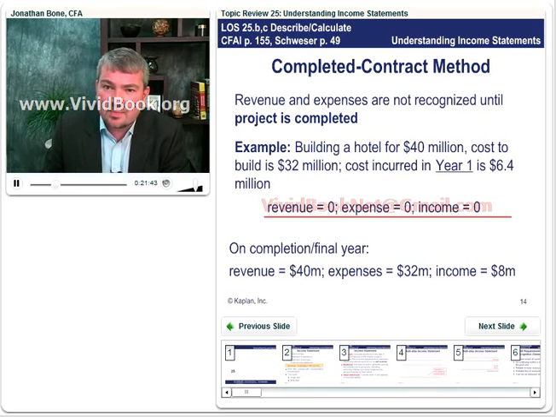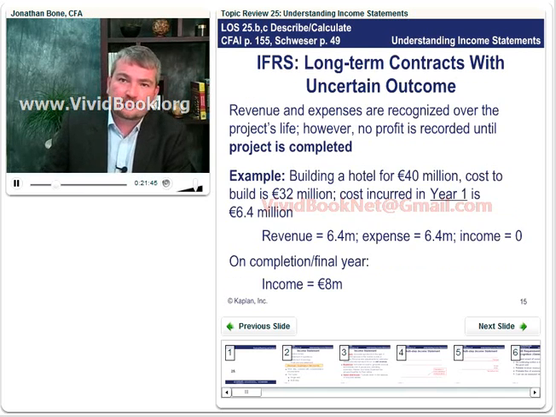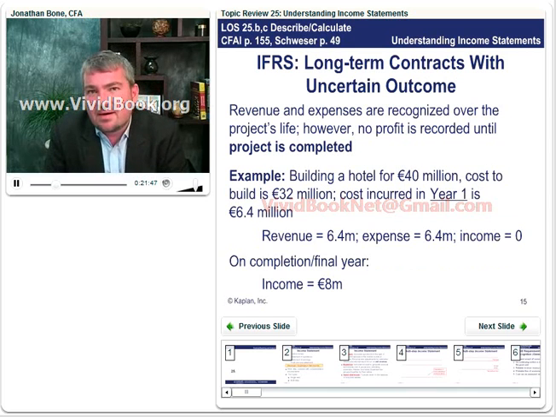Let's have a look at the approach under IFRS. So notice the IFRS treatment. Remember, we do record sales, but we ensure the sale is matched to the cost until the project is complete. So whilst you've got a sales figure in there, you've also got a cost figure in there as well, and no profit. So let's have a look at the same example.